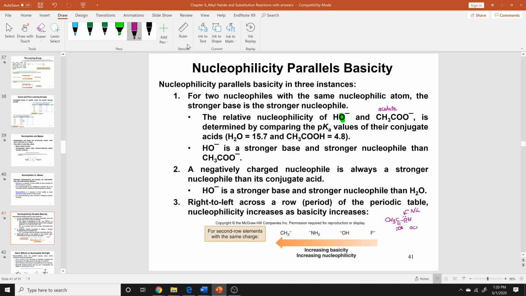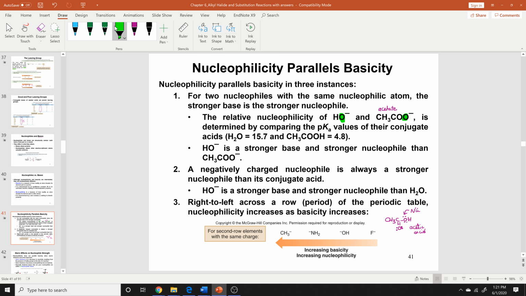This is called acetic acid. Its conjugate base is called the acetate ion. Okay, anytime you have a negative charge, you have a positive counter ion to balance it. Sodium, potassium, whatever. Same thing in here. So if the nucleophiles share the same electronegative element, see, they share the same electronegative element.